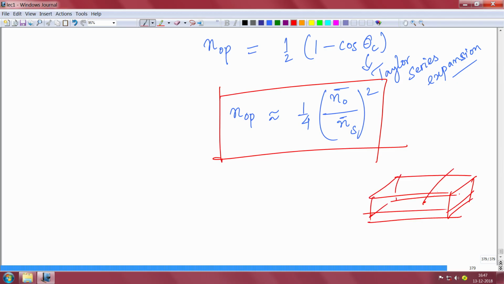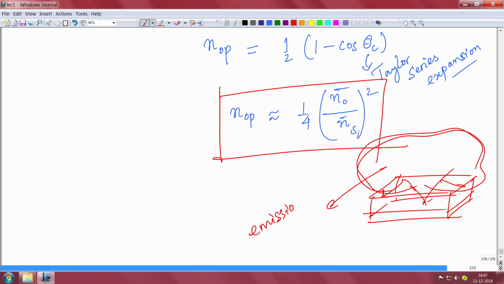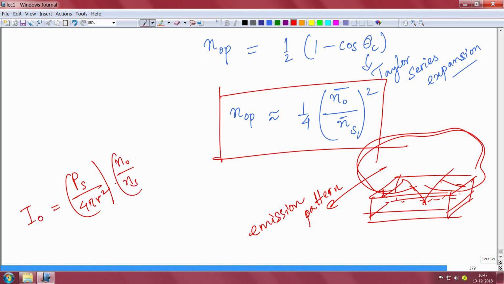If you take a planar structure and light is coming out and getting reflected, then there is an emission pattern. Light will come out in a certain pattern. In what pattern is the light coming out? Because light will get emitted from each and every point, right. If you look at the angle theta, the total light intensity emitted is equal to the power emitted divided by 4 pi r square, where r is the distance from the wafer point, times n naught by ns square, the refractive index square, into cos of theta naught. The angle theta naught is the angle at which you are looking.